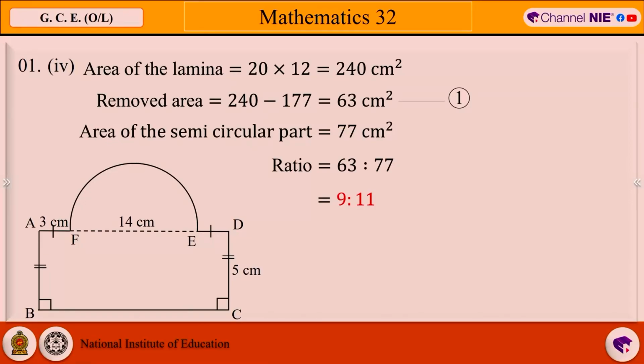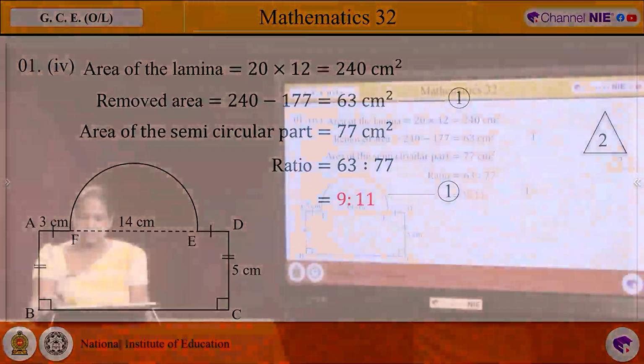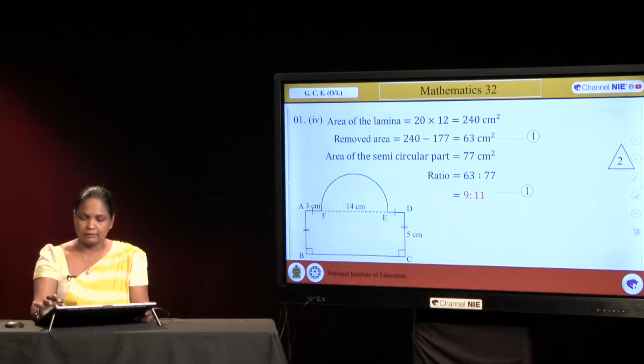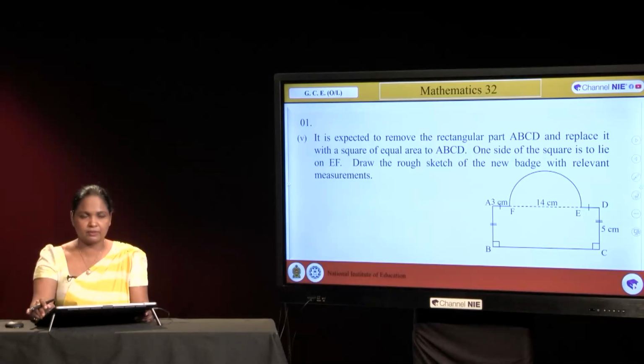You got the answer as 77 square centimeters, isn't it? So, you can use that answer here. So, you get the ratio as 63:77. Once you simplify this ratio and express it in the simplest form, you will get 9:11. So, for that also you get 1 mark, and altogether you can score 2 marks for the fourth part of the first question. Okay. Then we are in the fifth part of the first question.